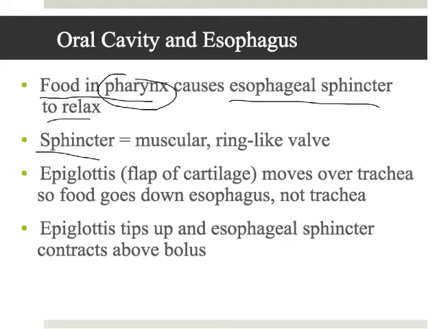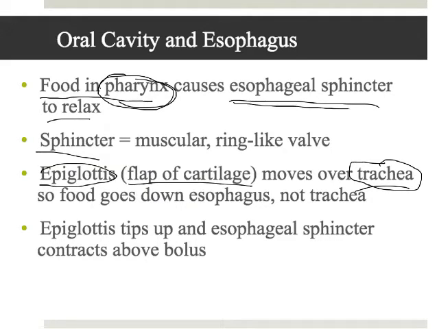Now, what's kind of confusing about the esophagus is there's actually a second tube right next to the esophagus called the trachea. The trachea is your windpipe. This is what brings air to your lungs. You do not want food going down your trachea because then you won't be able to breathe. That's what choking is. So we have this little flap of cartilage called the epiglottis, and it sits on top of the trachea. When you swallow, food entering your pharynx causes the esophageal sphincter to open, so your esophagus opens so food can go down the esophagus. And it also causes this epiglottis, the little flap, to cover the trachea so the food can't go down your windpipe.